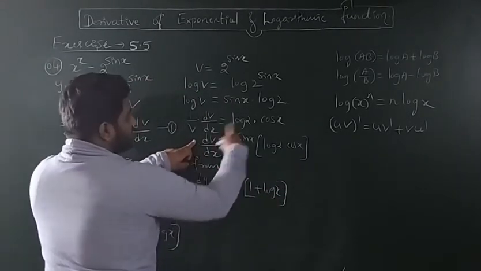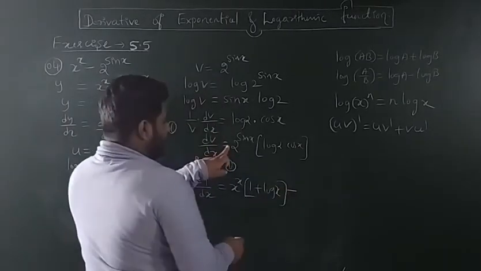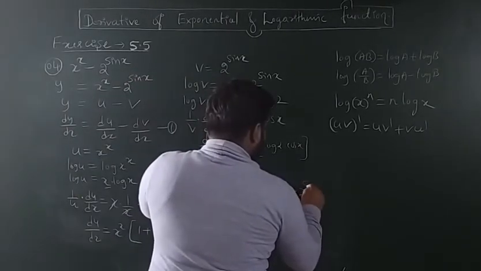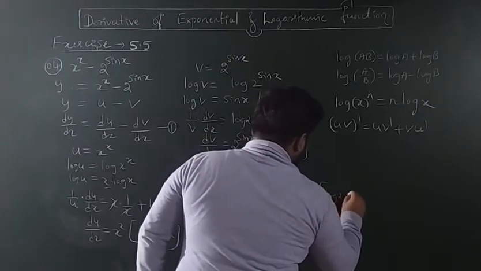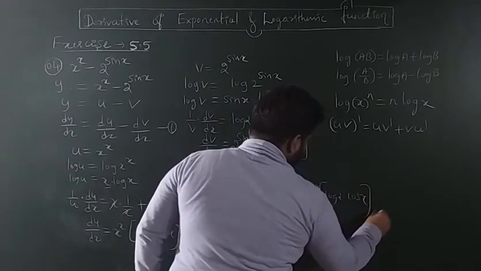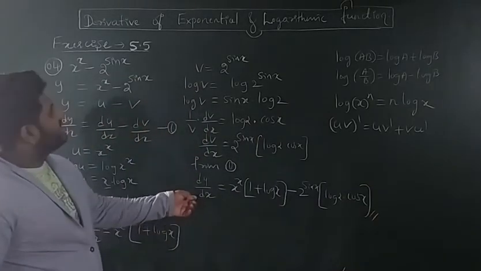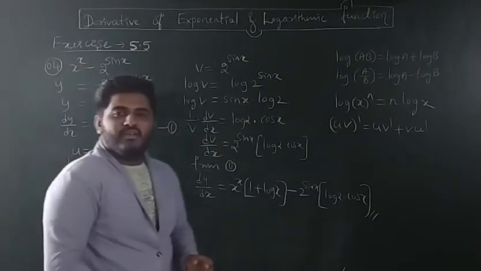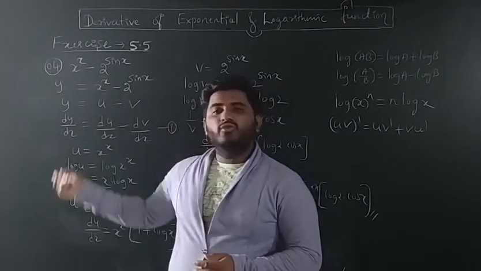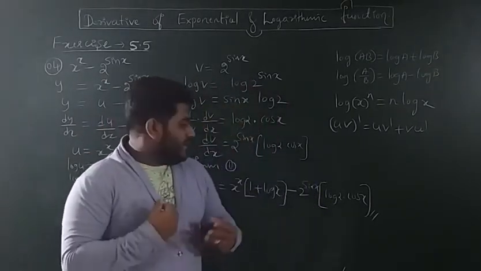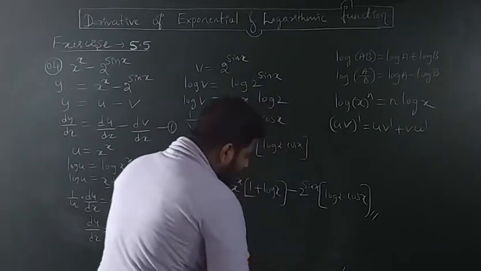What is dv by dx? Write this term: dv by dx means 2 raised to sin x into bracket log 2 into cos x. So this is the final answer for this question. Whenever a plus or minus sign comes in between two functions, we have to go through this procedure. Okay, next one, problem number 5.